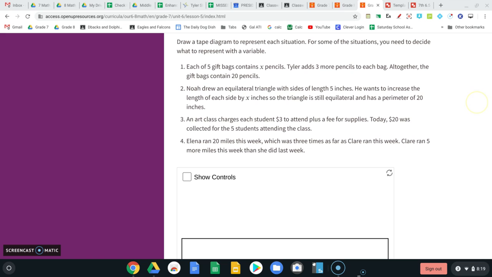Okay, let's do number one. Each of 5 gift bags contains X pencils. Tyler adds 3 more pencils to each bag. Altogether, the gift bags contain 20 pencils. Okay, take a minute, pause the video, see if you can do this one, then come back and compare it to what I have.